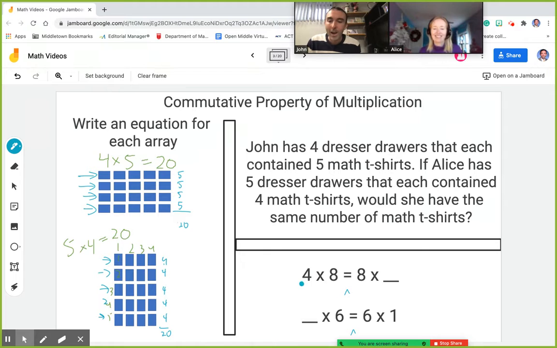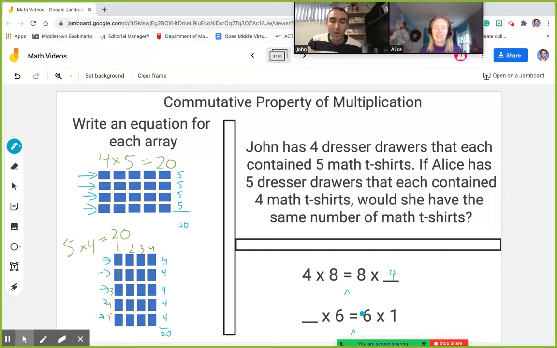So if I had this 4 drawer dresser with 8 math shirts in each drawer, how many shirts would need to go in each drawer if now I had this monster tall 8 drawer dresser? So that would have to be 4 as well, because multiplication is commutative. 4 rows, 8 columns is the same thing as 8 rows, 4 columns.